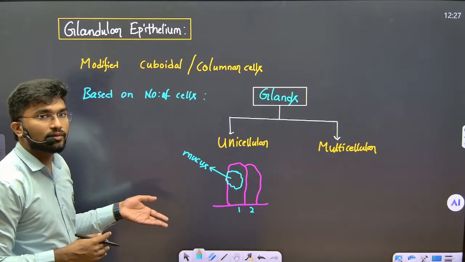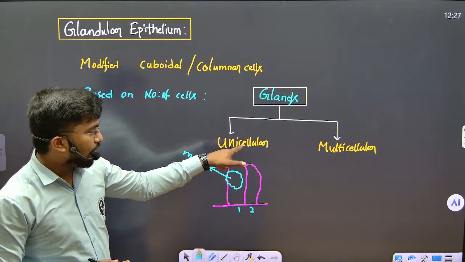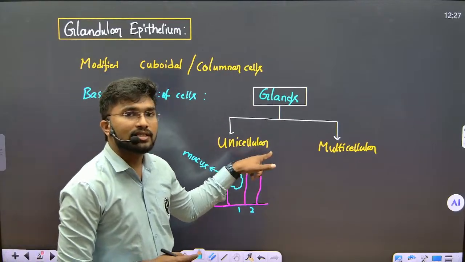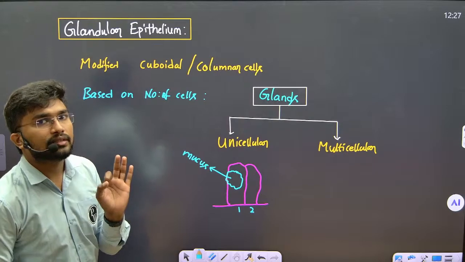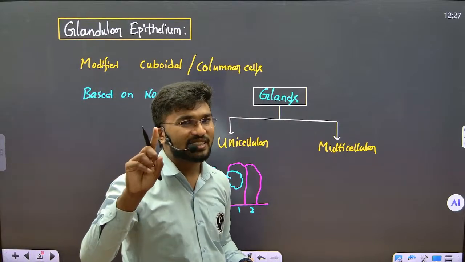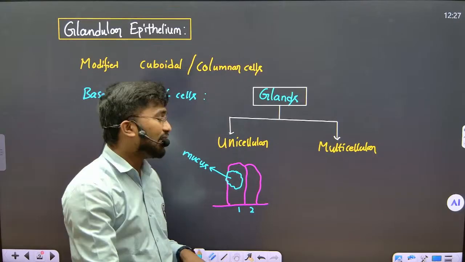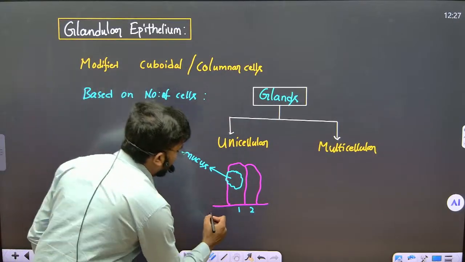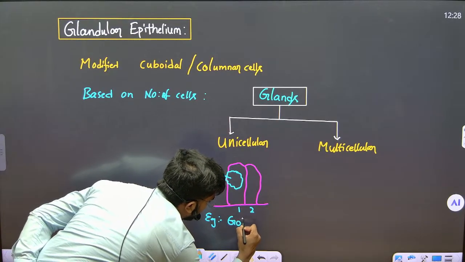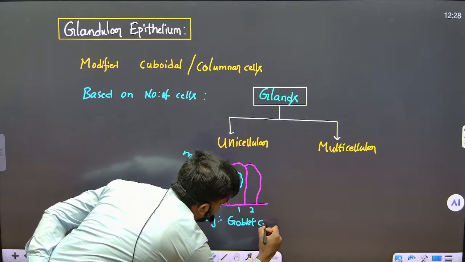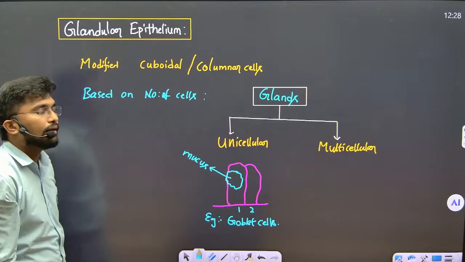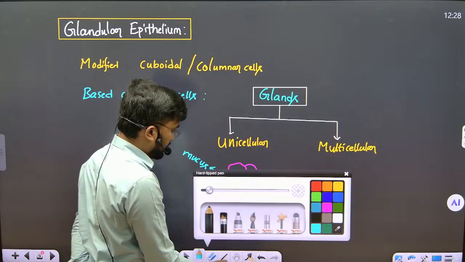That's why I'm calling it glandular epithelium. Right? How many cells are involved in this? Only one. That's why I'm calling it a unicellular gland. The example is very, very important. In our syllabus, only one unicellular gland is there: goblet cells. Examples are goblet cells. Got it?